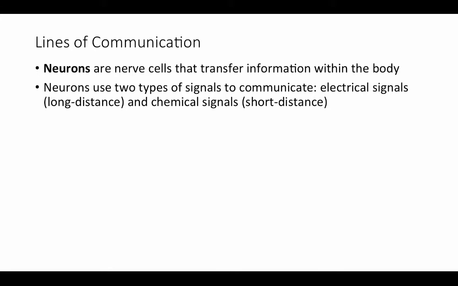Neurons use two types of signals to communicate. So they're going to use electrical signals to transmit information over long distances. Once that electrical signal reaches its target, it's going to use chemical signals to transmit that information over the short distance between the end of the neuron and whatever its target is. So two modes of communication are going to be used by neurons.